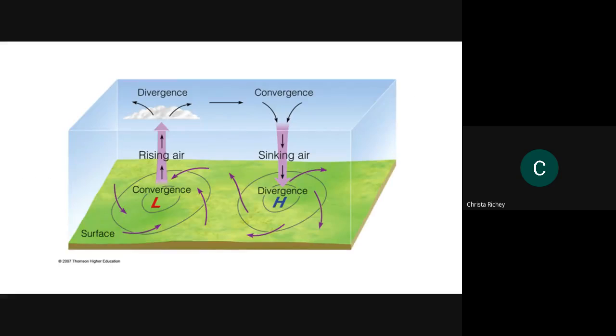All right. So just to show you, this is the difference between convergence and divergence. Low pressures do spin counterclockwise in. High pressures spin clockwise out.